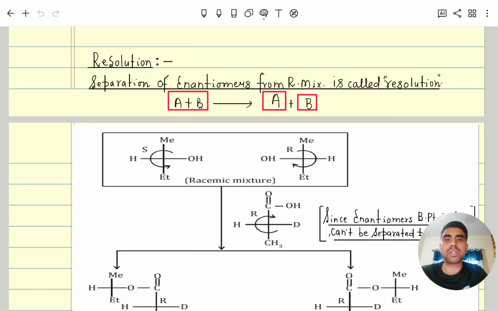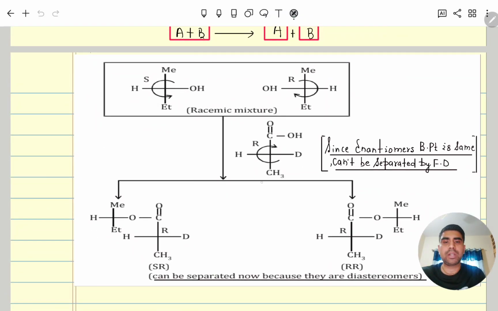We cannot do fractional distillation. So for that we will make them diastereomers. Like here, suppose for example both are enantiomers. So we will do a reaction with this compound. Here this carboxylic acid and here this OH. We know that carboxylic acid is more acidic than OH, so an acid-base reaction will happen. If this configuration is S and this is R, it becomes S and R, whereas this one is R combining with R, so it becomes R and R.